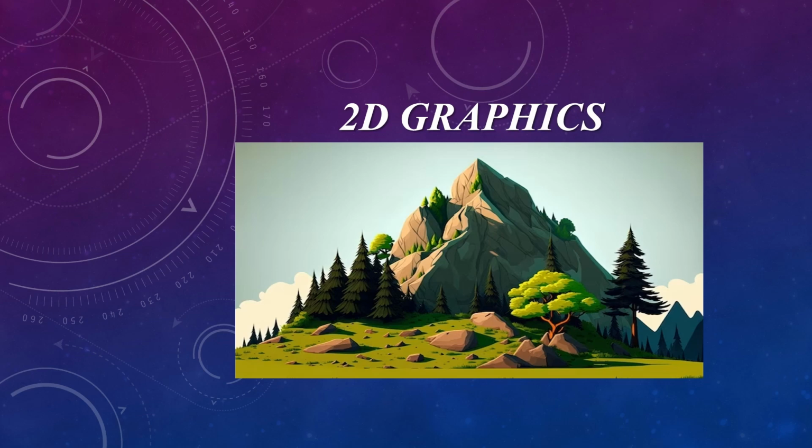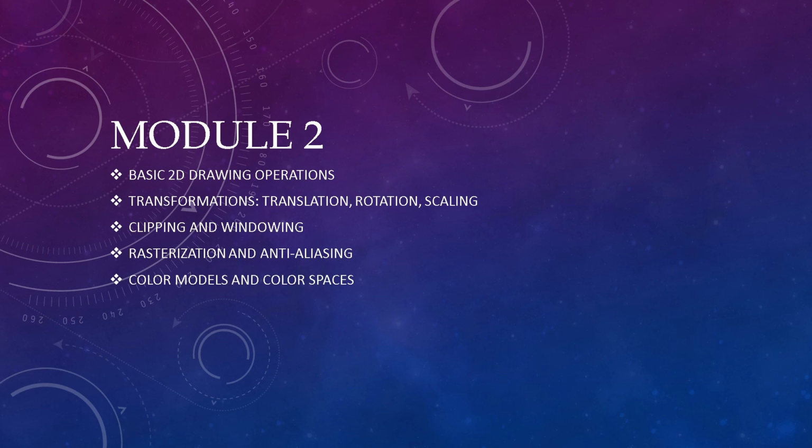Hello, today we are going to learn 2D graphics in graphics. In Module 2 we have these topics: basic 2D drawing operations, transformations, translation, rotation, scaling, clipping and windowing, rasterization and anti-aliasing, color models, and color spaces.